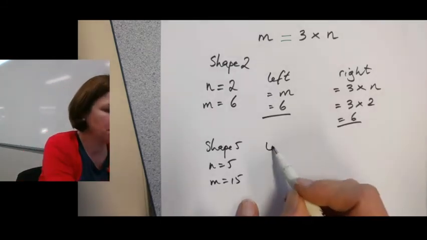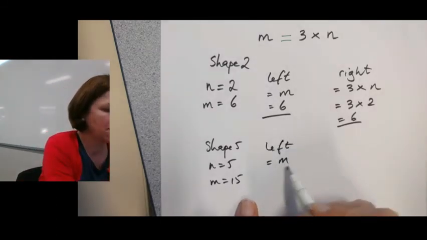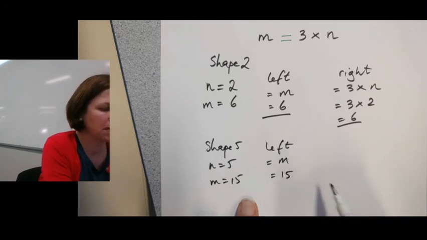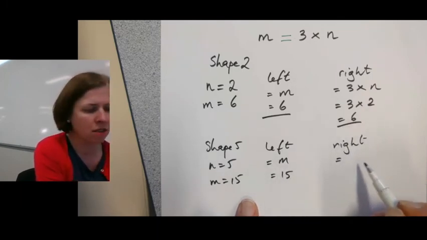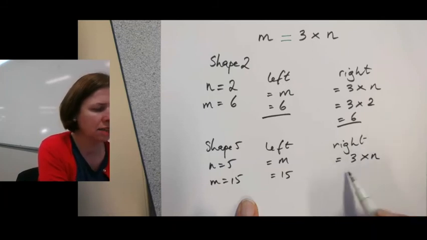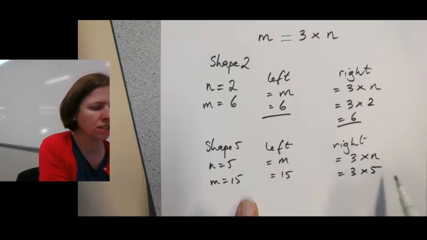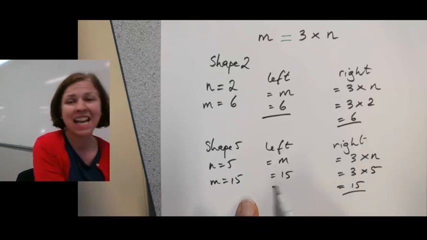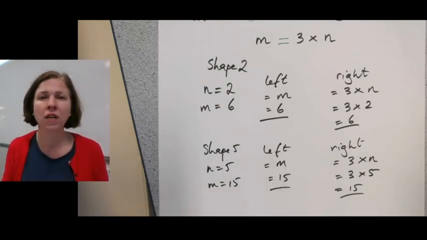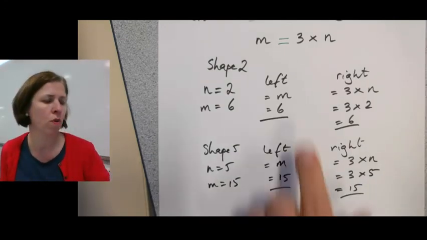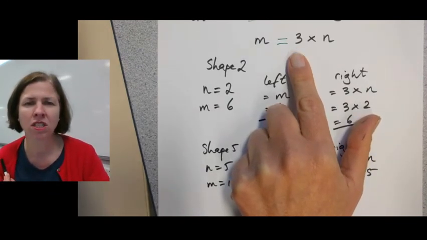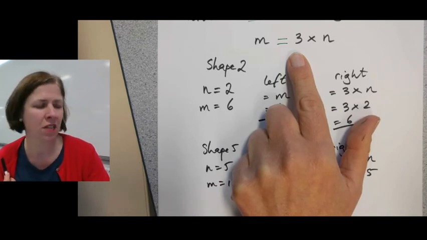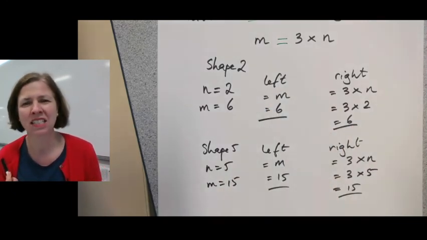On the left is just M, so that's going to be 15. On the right, that's just going to be 3 times N. Now N is 5, so that's 3 times 5, which is 15. It still works. It's really important when you're writing your own equations like this that you don't just check it with one shape or one example. Sometimes it works for one, but then it doesn't work for the next one. You've got to check it with at least 2.